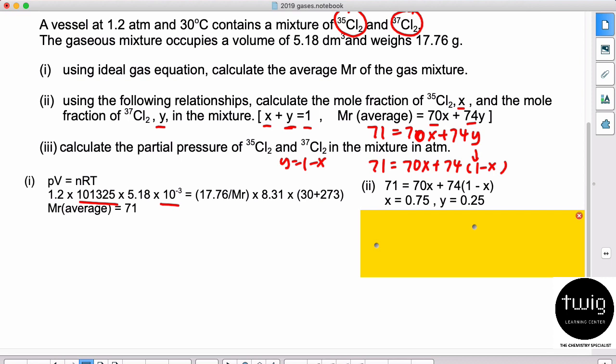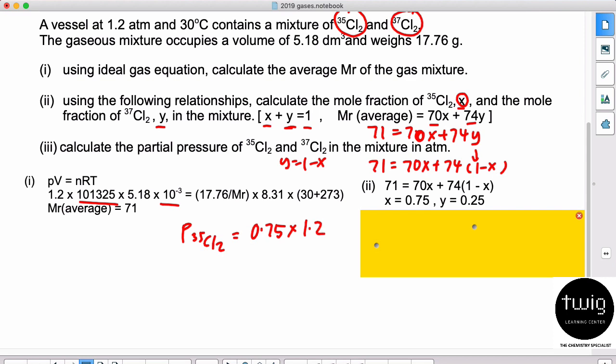Then you can calculate the partial pressure. The partial pressure of 35Cl2 is equal to the mole fraction times the total pressure. The mole fraction is x, 0.75, times the total pressure, which is 1.2 atm.